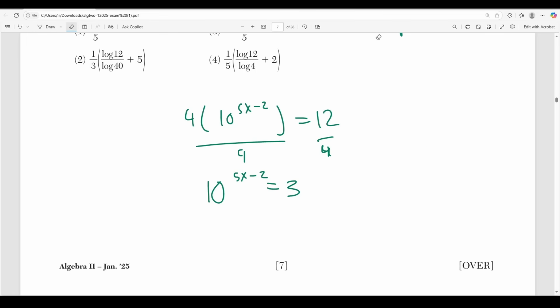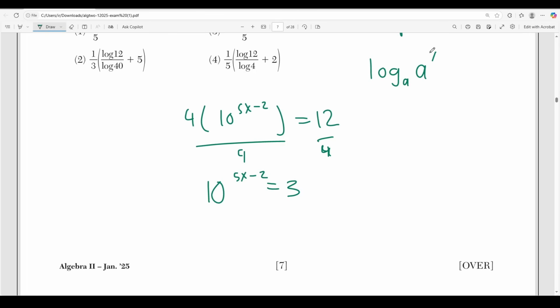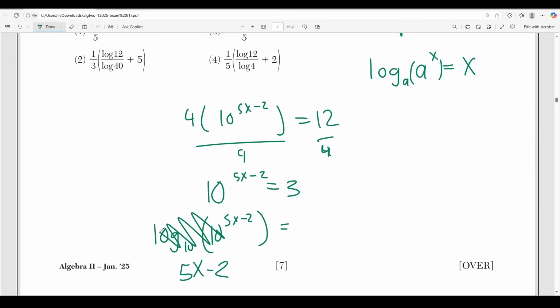And what you need to remember here is that whenever you have log base a of a to the power of x, it's just equal to x, okay? So if you ever want to cancel out an exponent like this, you'll just do log base of whatever the base is here. So in this case, I have 10. So if I find the log base 10 of 10 to the power of 5x minus 2, the bases match up, and it's just going to equal 5x minus 2 on this side, because it's going to cancel out. But remember, whatever I do on the left side, I have to do on the right-hand side. So this is going to equal the log base 10 of 3.